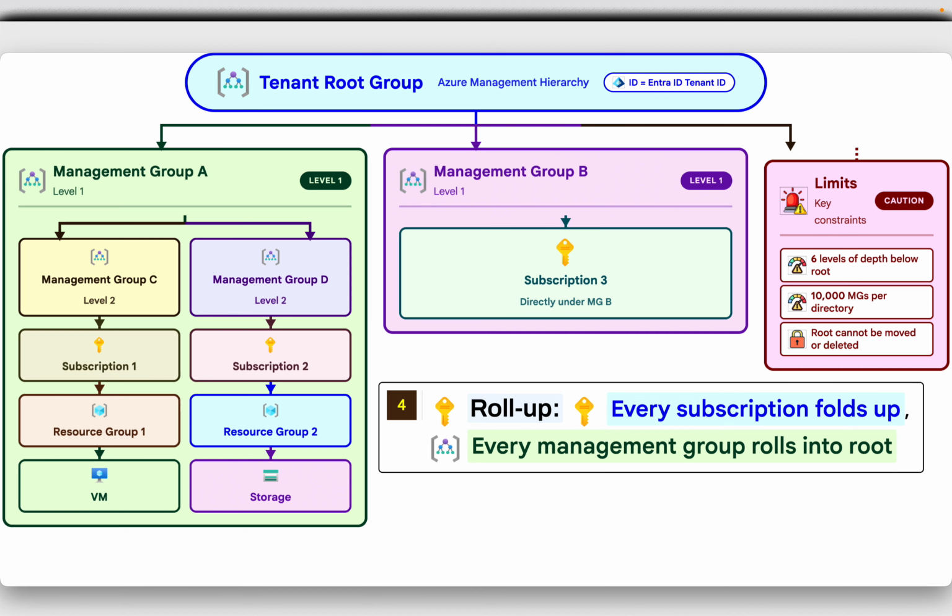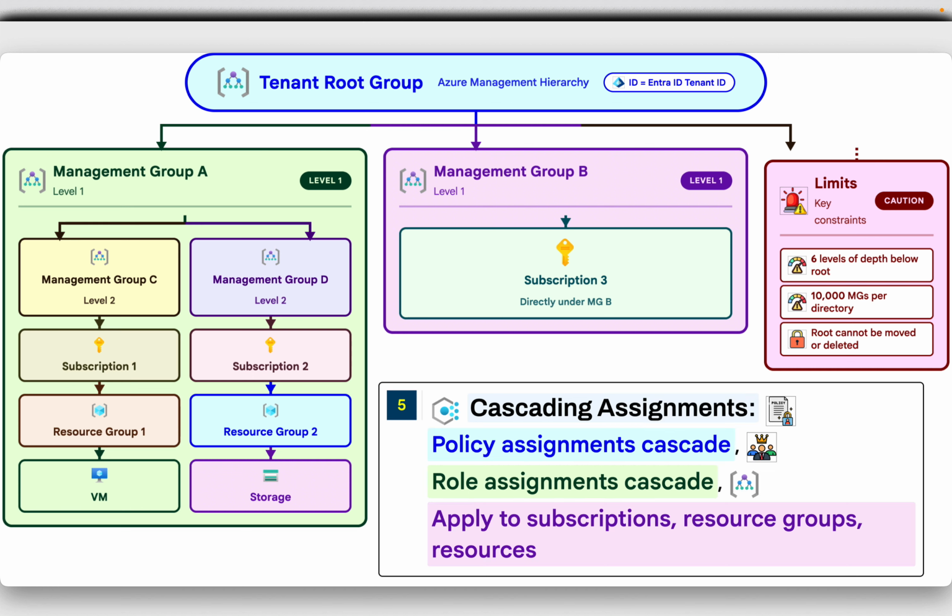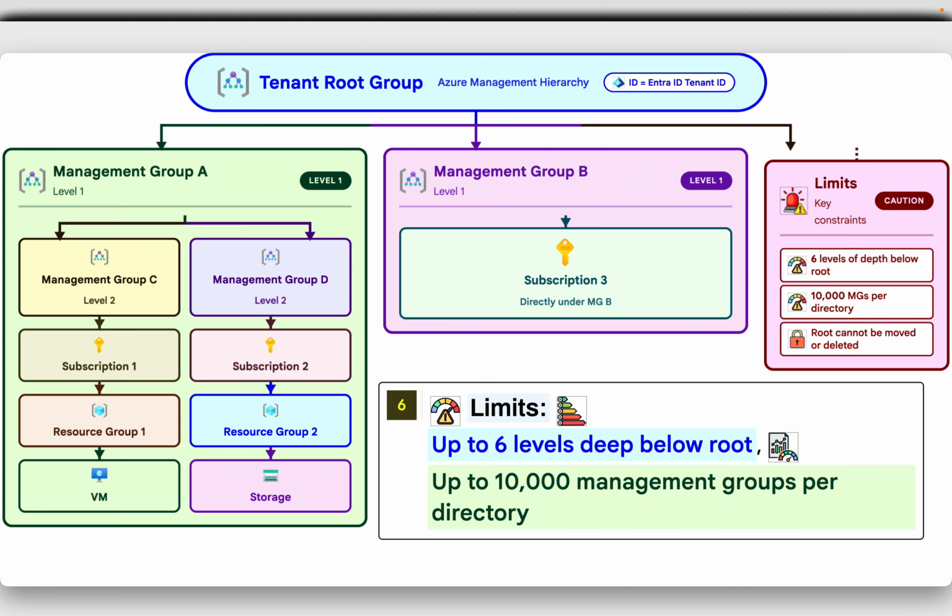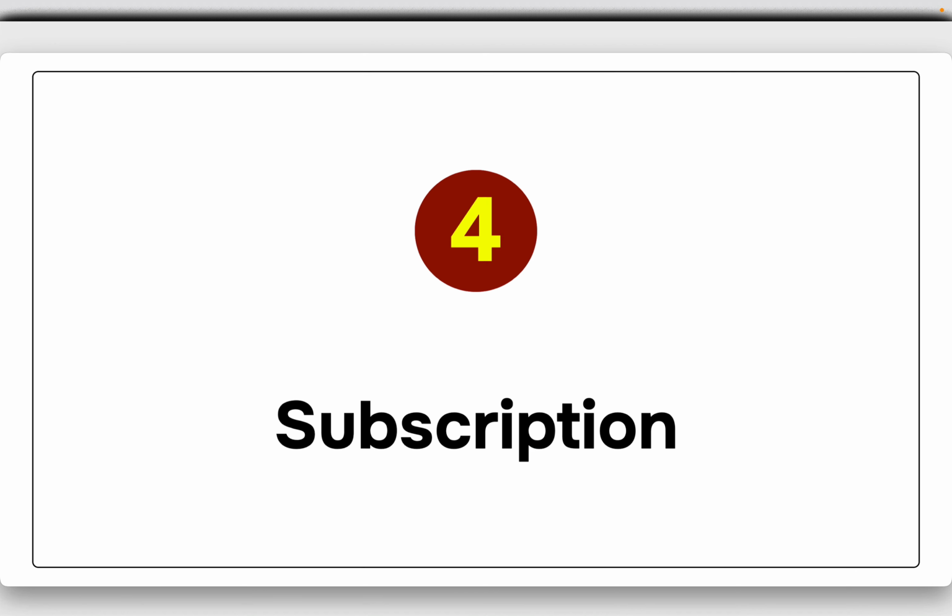Every subscription and every management group ultimately folds up into the tenant root group. Nothing lives outside of it. When you assign a policy or a role at a management group, that assignment cascades down to every subscription, resource group, and resource beneath it. The tree supports up to 6 levels of depth below the root, and a single directory can hold up to 10,000 management groups.